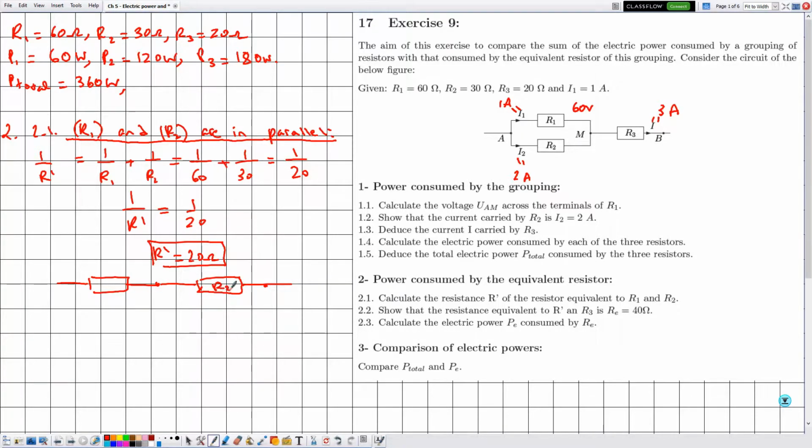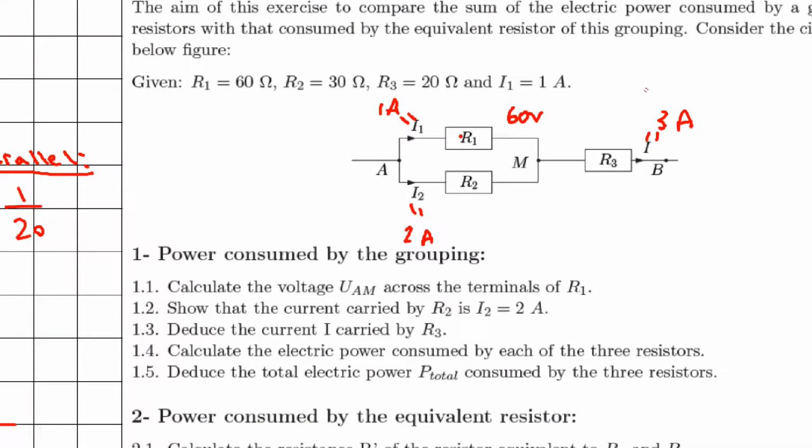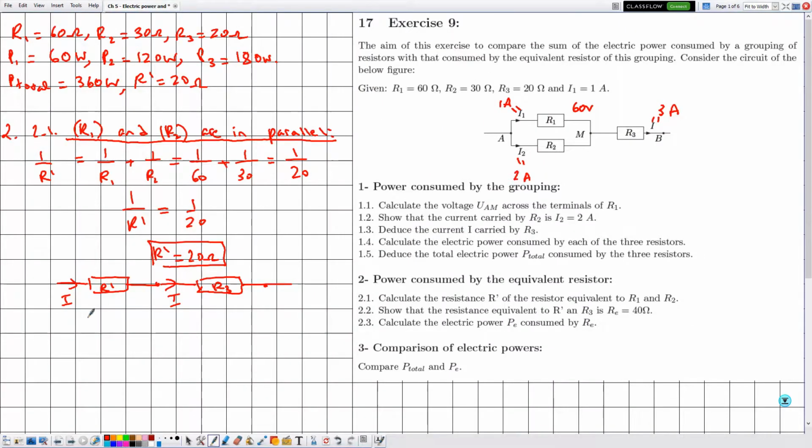So this is R3, this is R prime. Here we have that R prime is equal to 20 ohms. And here is the value of the electric current I. Notice that in this case, these two branches 1 and 2 disappear and we are left with the main branch which is traversed by the current I, which is equal to 3 amperes.